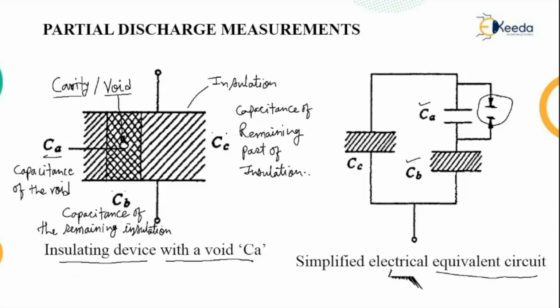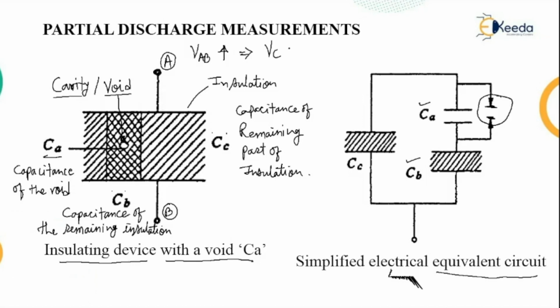So when the voltage across the capacitor is raised, if I just consider this insulating medium and the voltage is applied between these 2 points, let us say point A and point B, then as this voltage across point AB is increased, a critical value is reached across the capacitor Ca.